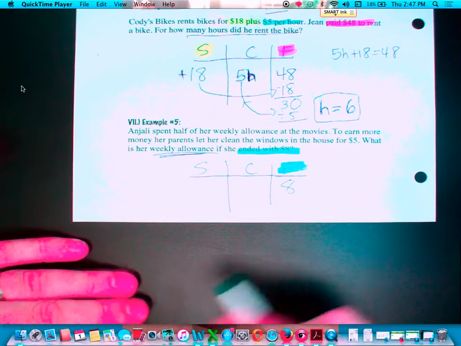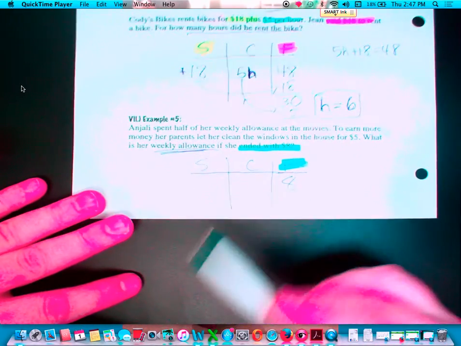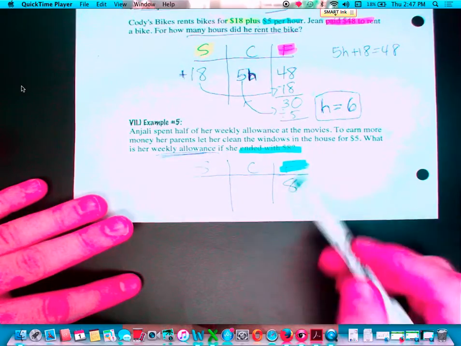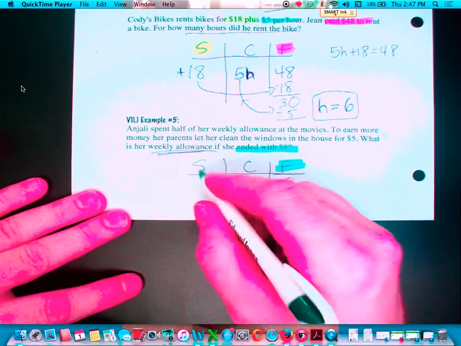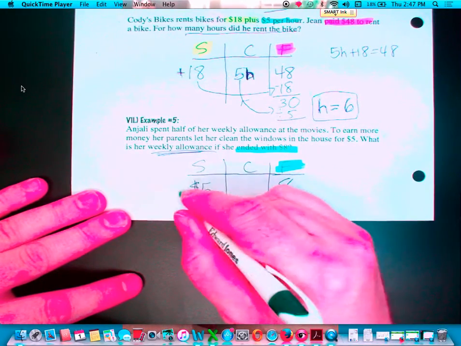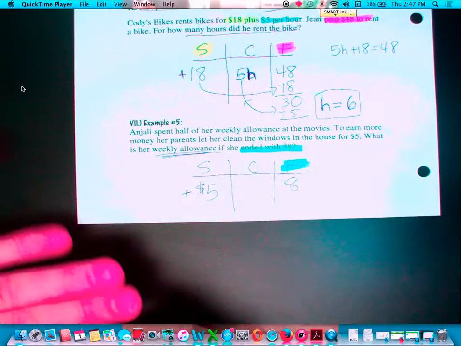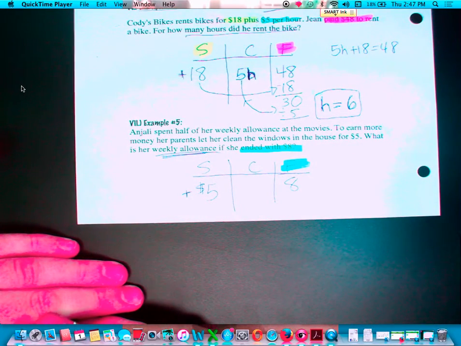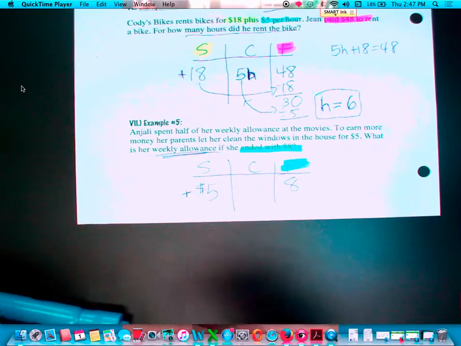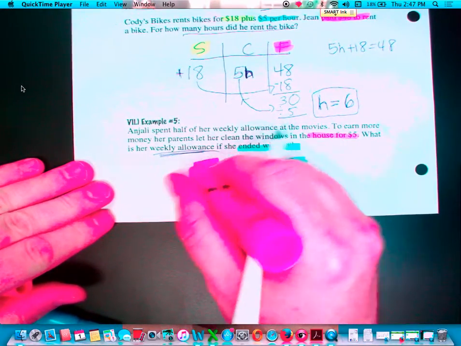Well, we know the information that we can have to start. What's some information to help us get started in this? She gets $5 for cleaning windows. You know, it's a positive 5 because you're going to get money to clean windows. So that's going to be my start. Let's underline that right there.